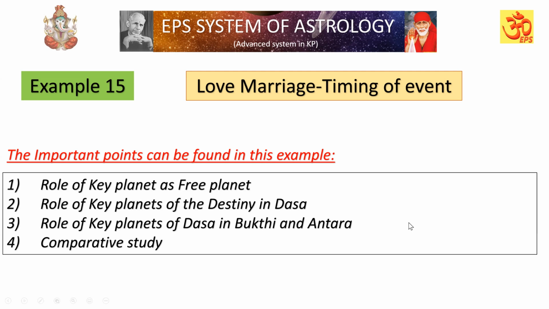So the role of a node can be found as a key planet which is representing a free planet. And the role of key planets of the destiny in Dasa, the role of key planets of the Dasa in Bhukti and Antara, and a comparative study. These are all the regular points we will be finding in this. And importantly, when the key planets or a free planet and node are representing that, how it is going to have impact in this example we are going to study.